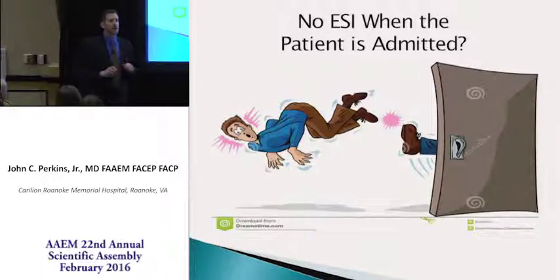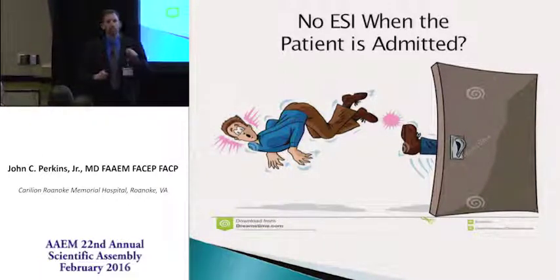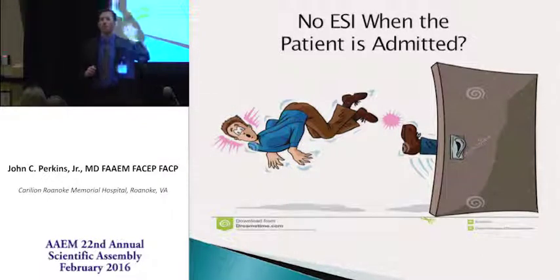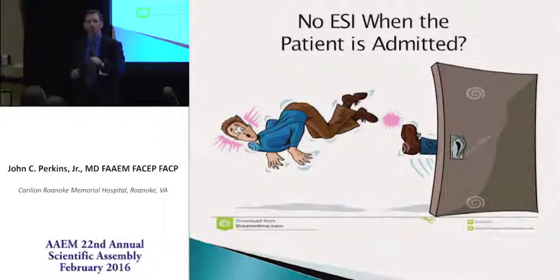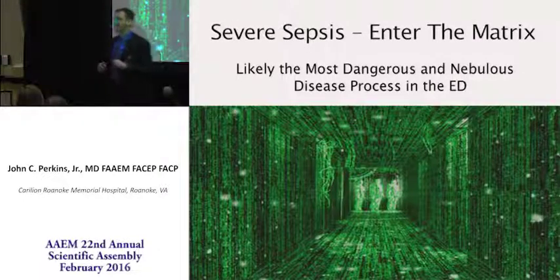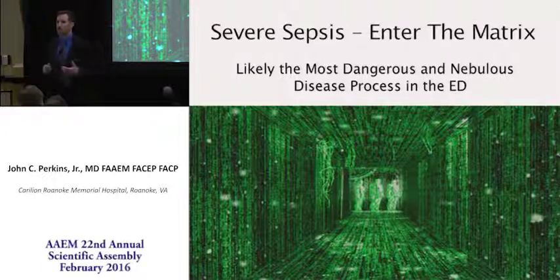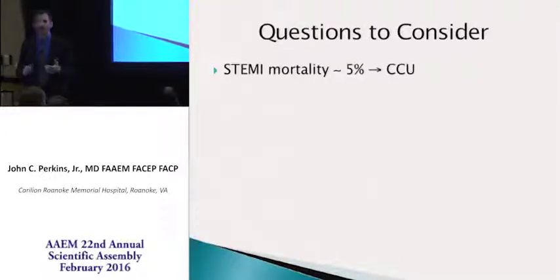Zero. Not a thing in the world to identify who's going to crash in the next couple of hours when they go to the floor, when you and the admitting team got it wrong and misidentified this patient as being at high risk of crashing. The first disease process that we need to talk about is severe sepsis. The problem is it is an enormous umbrella of diseases.